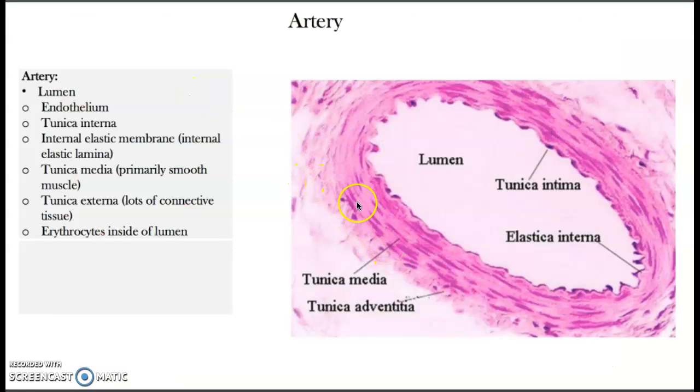You should be able to identify the space. Here we can have some red blood cells, the lumen, the space here. Then you have the tunica interna, or tunica intima as well. It is the innermost layer, and consists of the endothelium, then the basement membrane and the internal elastic membrane.